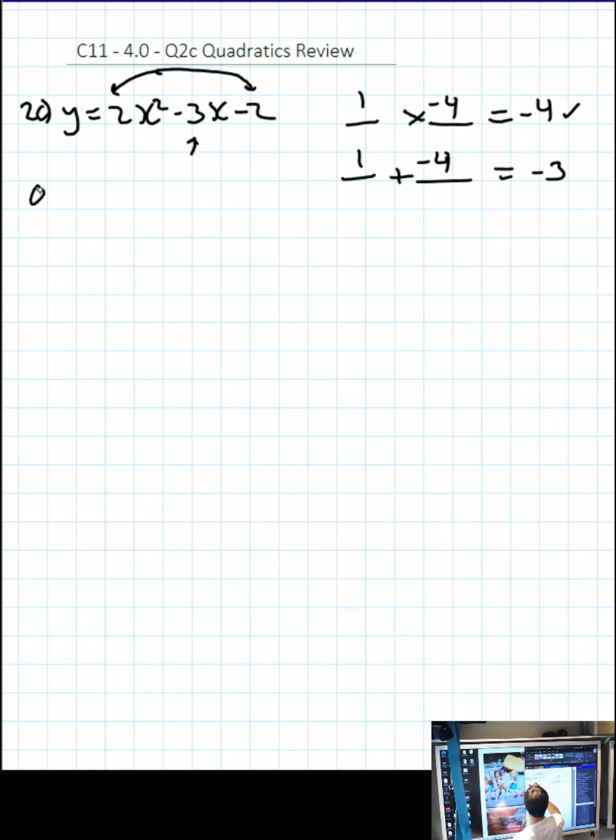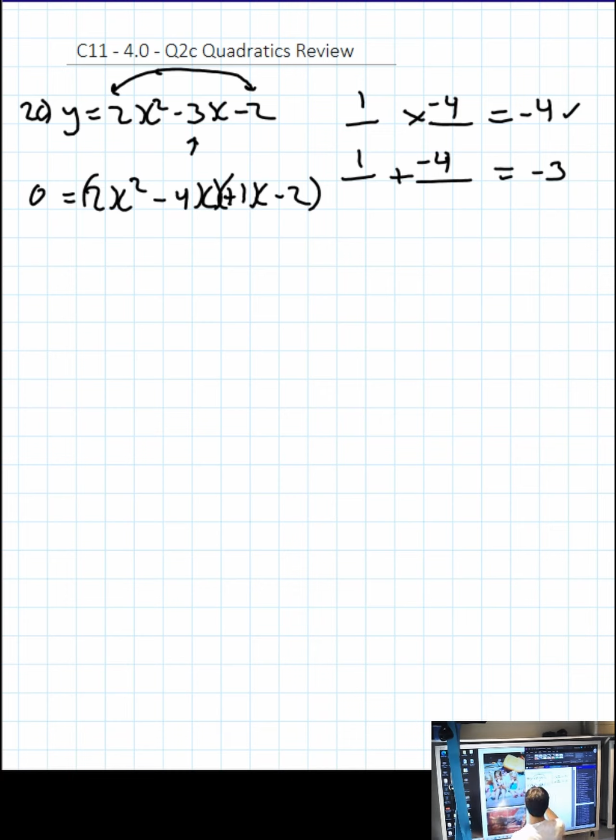So 0 equals. We're going to separate the middle number. So 2x squared minus 4x plus 1x minus 2. You may be wondering, did the order matter? No. Okay, we're going to put brackets around the first two terms and brackets around the second two terms. And next time, we're not going to cut off the negative. So let's try that again. Let's erase that first bracket, and we're going to put a bracket there. Exactly. So do not cut off that positive sign because it matters.